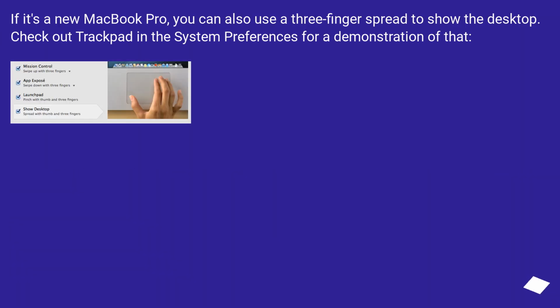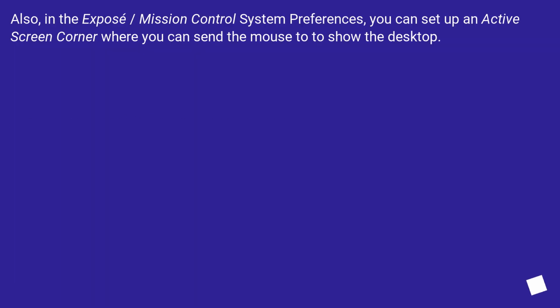If it's a new MacBook Pro, you can also use a 3-finger spread to show the desktop. Check out Trackpad in the system preferences for a demonstration of that. Also, in the Expose Mission Control system preferences, you can set up an active screen corner where you can send the mouse to show the desktop.